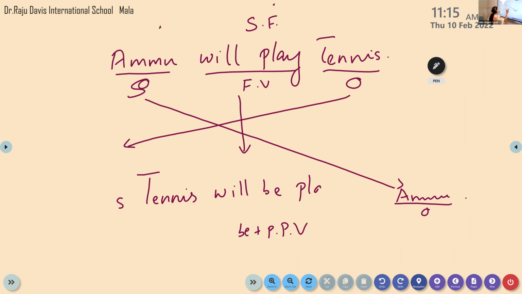Is it a complete sentence now? No. After that we should add the preposition by before the object. Okay, we have to use preposition by before the object of the passive voice, right? So what is your sentence now? Tennis will be played by Ammu.